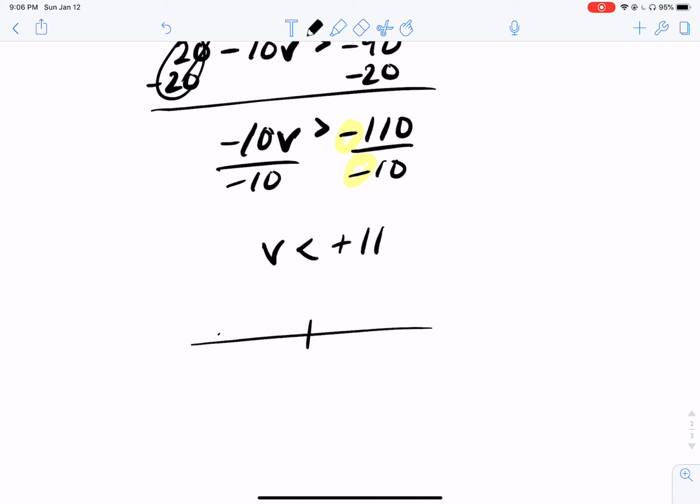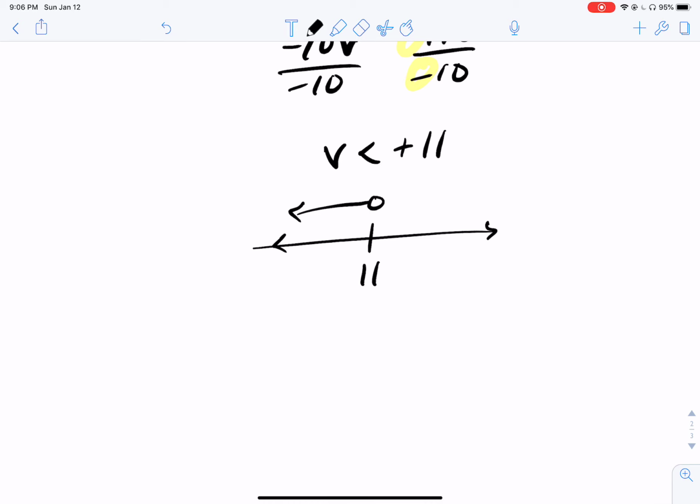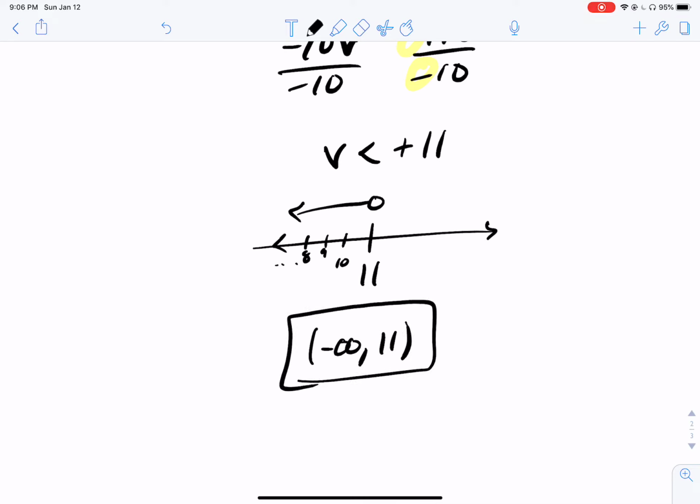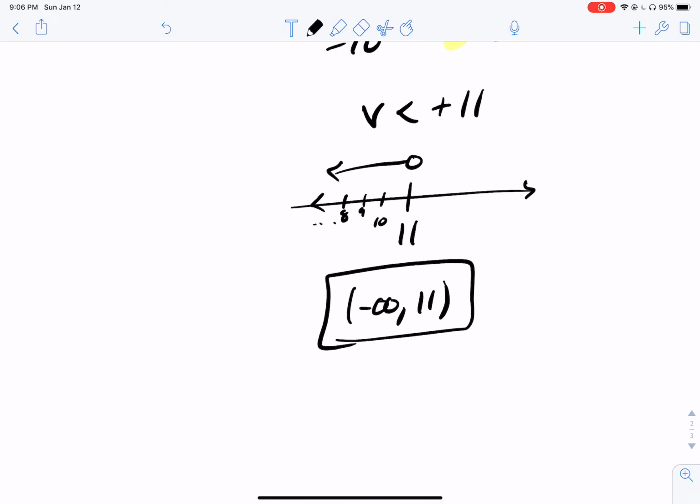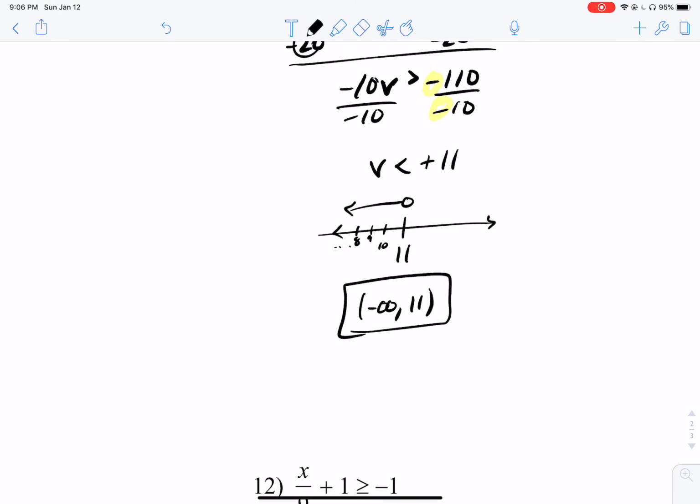So here on our number line, we put 11 and shade all the numbers less than 11, so again all the numbers to the left, like 10, 9, 8, and so on. So the lowest possible number on our interval is negative infinity, and the highest possible number is 11. Now remember, our intervals always go from least to greatest, the smallest number to the highest number.